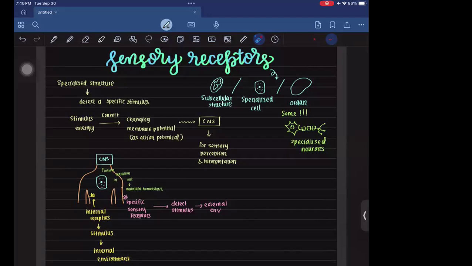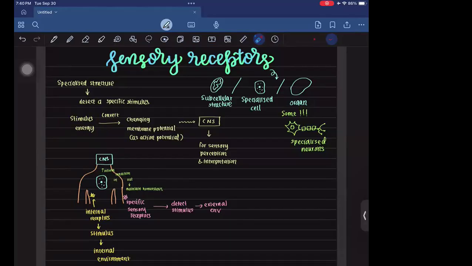So what the sensory receptor should basically do is convert the stimulus energy into changing membrane potential. That means it should transmit the information as action potential. But to whom should it be transmitting? It should be transmitting to your brain, your spinal cord. So basically it should be transmitting the information to your central nervous system.